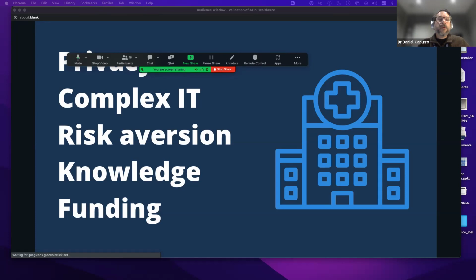Usually, let's say an algorithm that is able to reduce the risk of hospital readmissions.